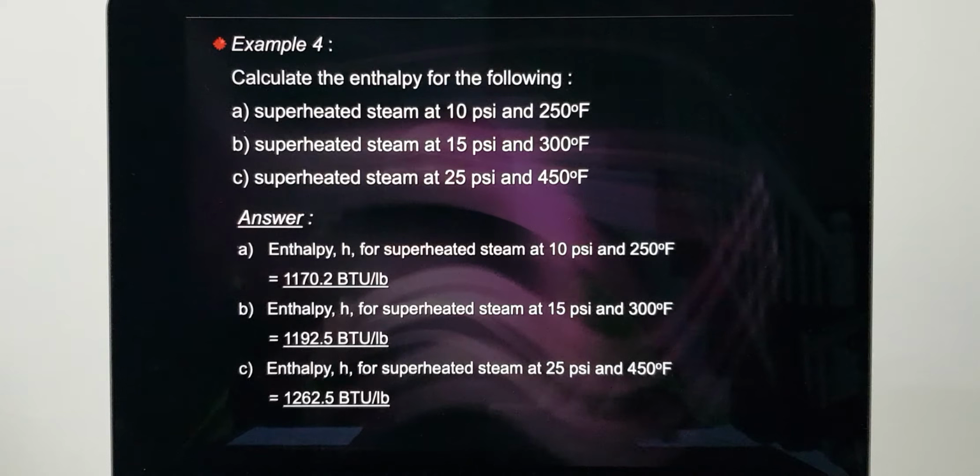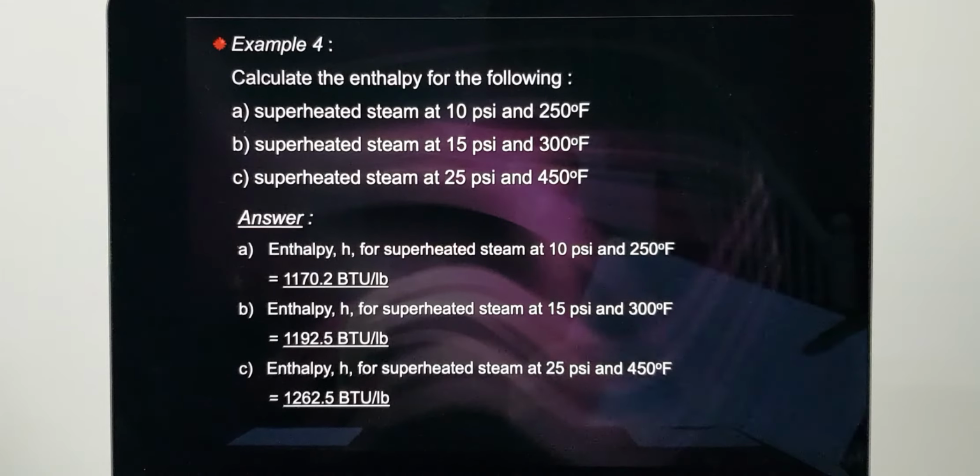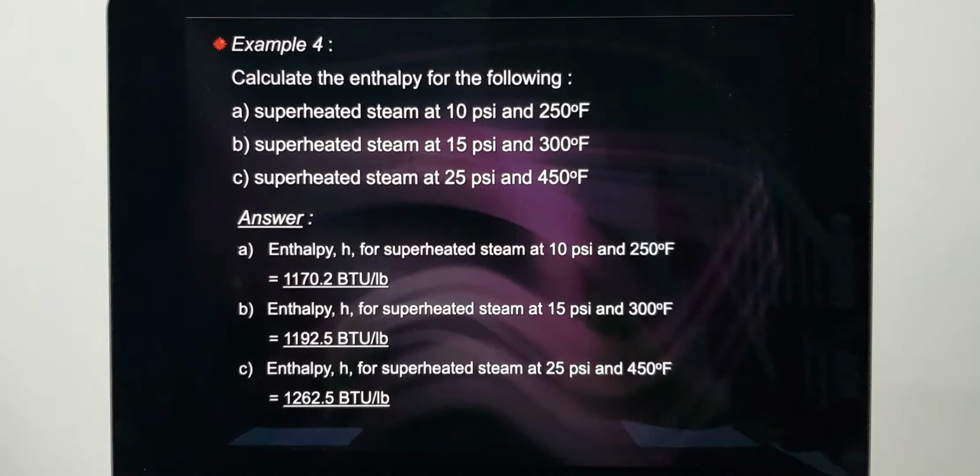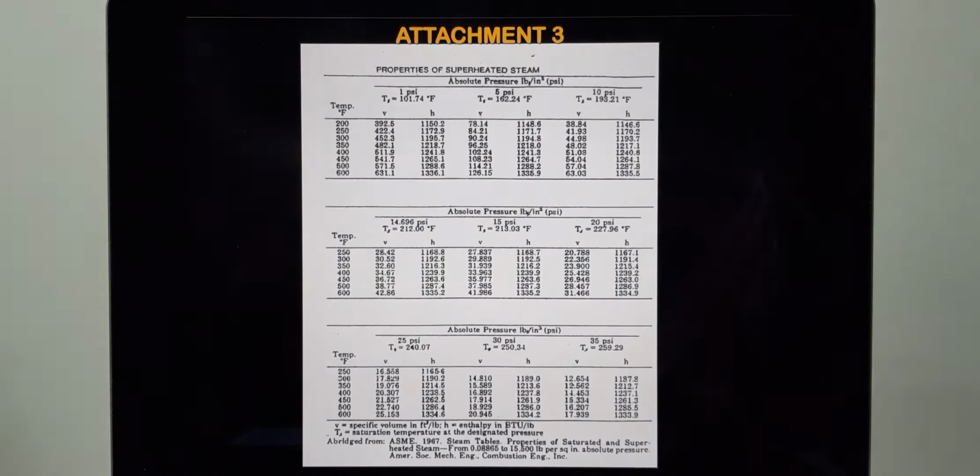Example 4: calculate the enthalpy for the following. Superheated steam at 10 psi and 250 degree Fahrenheit. Different pressure, different temperature: superheated steam at 15 psi and 300 degree Fahrenheit. Superheated steam at 25 psi and 450 degree Fahrenheit. So what you need to do is check your attachment 3.